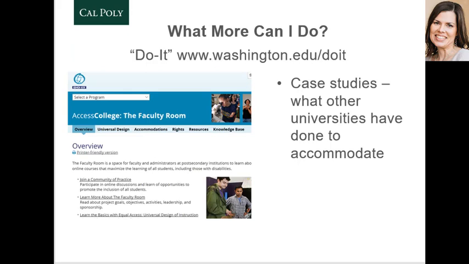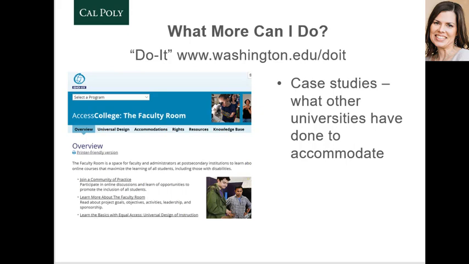And again, what more can you do? There is the faculty room featured here on the left-hand side. Do it, www.washington.edu/do-it. And it has case studies on what other universities have done in regards to accommodating students. So you can see a few different headers there. There's an overview, a universal design section, an accommodations section, information on rights, information with resources, and then a general knowledge base. So we have a link to this on our website under the faculty and staff resources.